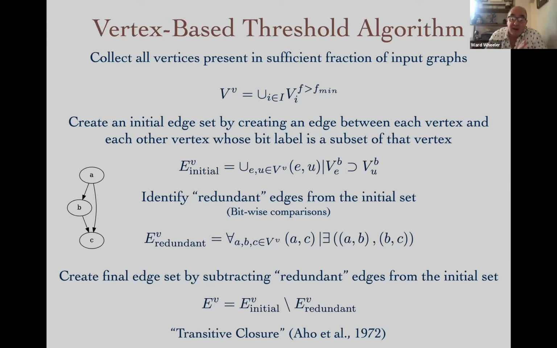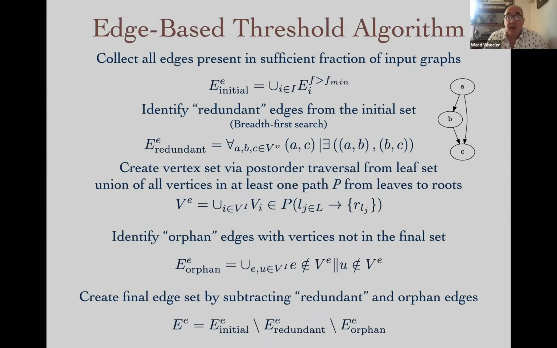And this is a form of transitive closure that comes from Aho et al. '72 to reduce the edge set of the graph. Then we create the final edge set of the graph by subtracting the redundant edges from the initial set, and we have the edge set of our graph, which we then add to, of course, the vertex set, which we determine in the top set from the threshold value, and then we have our resulting graph.